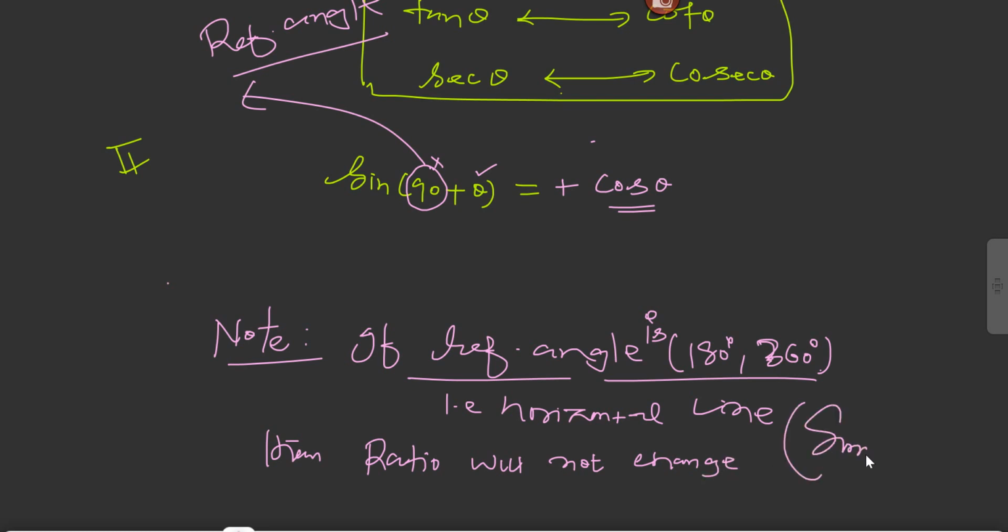Like if you have sine, it will be sine. If you have cos, it will be cos. If it is tan, then it is tan. So dear children, I think you are getting this. If rotation is taking place with reference to 90 or 270, I mean to say along the vertical line, then the trigonometric ratio will change to its counterpart. But if the rotation angle is with reference to 180 degree or 360 along the horizontal line, then there is no change in the trigonometric ratio.